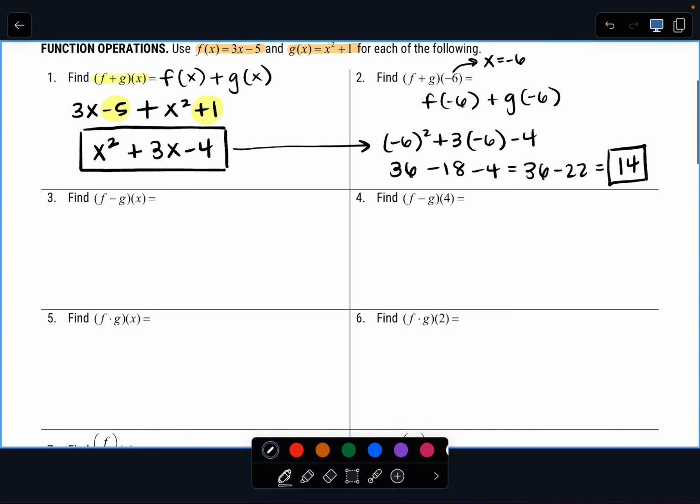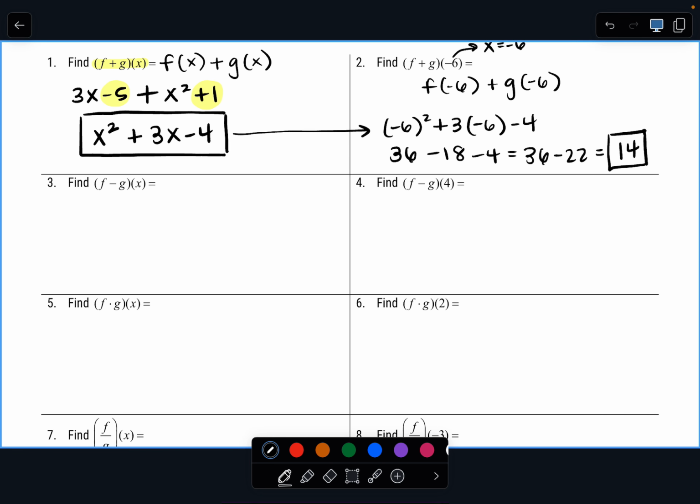Okay, now let's go to our subtraction. In this problem, I am going to be doing f minus g of x.